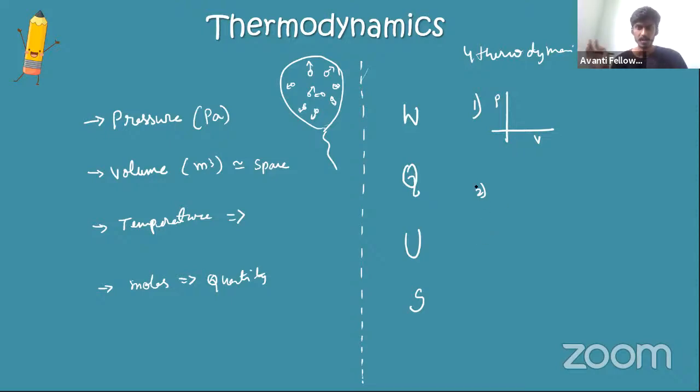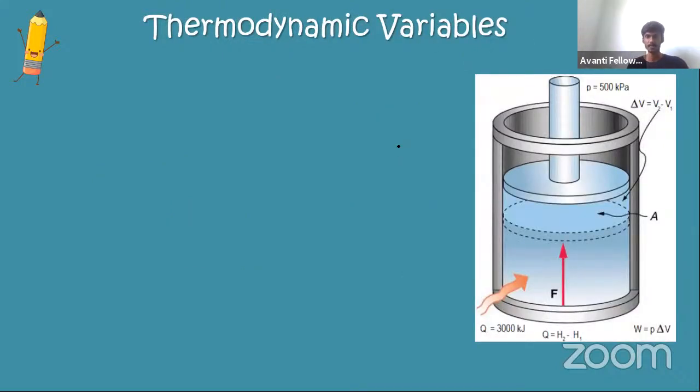Okay, cool. So now let us jump ahead. I'll tell you in great detail how to find work done, when it is positive, when it is negative, when heat is positive, when heat is negative, what is internal energy, and what is entropy in today's section. Entropy I'll try to cover in today's section as much as possible.